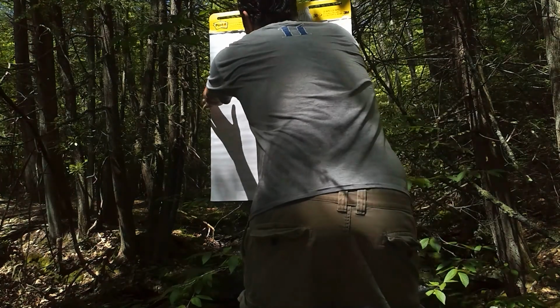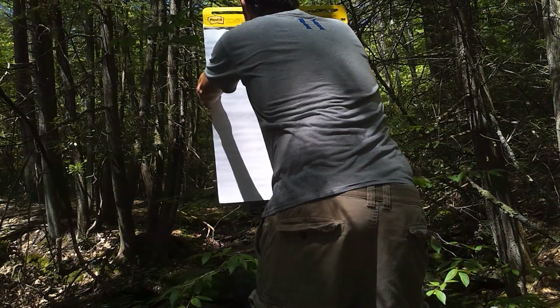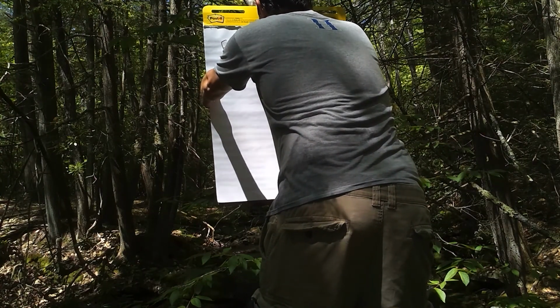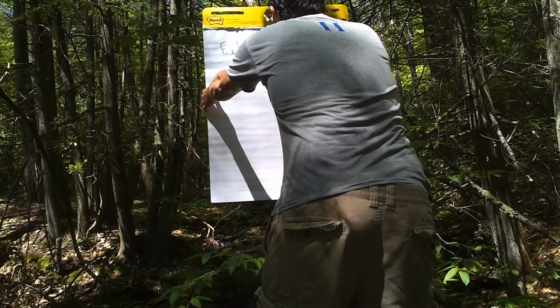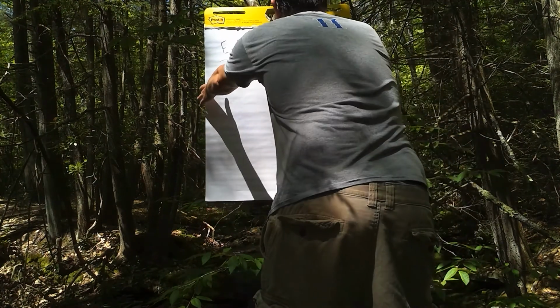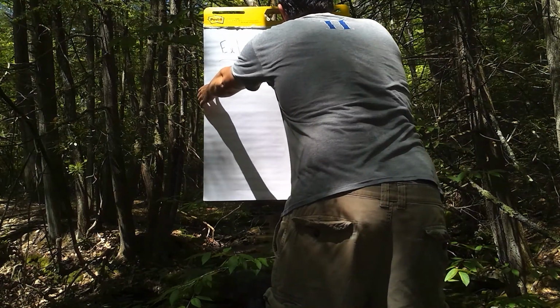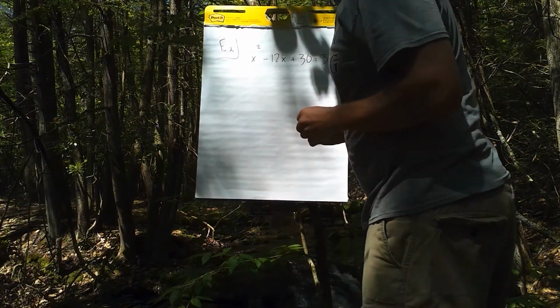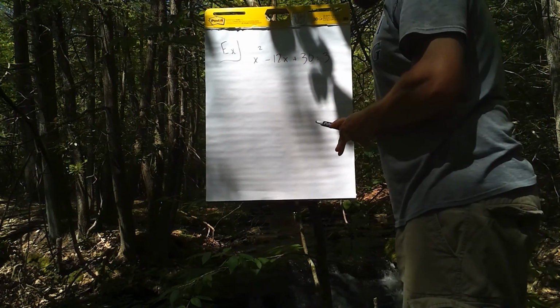All right, let's try x squared minus 12x plus, let's go with 30 equals 3. All right? I don't want this to be a 30, right?